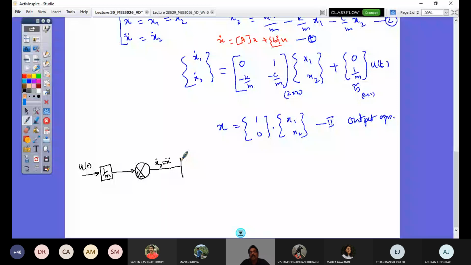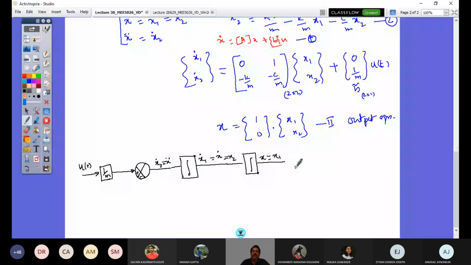So what is my x dot? Of course, x dot is x1 dot, and that is equal to x2, right? That's what we were writing. Again, if I send this x dot through an integrator, I would have x. So I would have my x1, which is my output. Look at the output equation: x is equal to x1. That's my output.